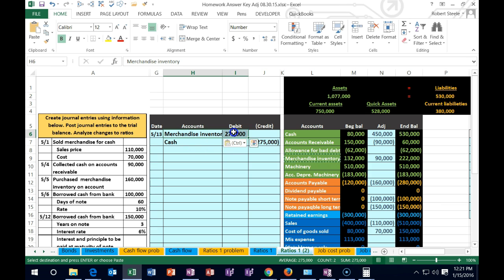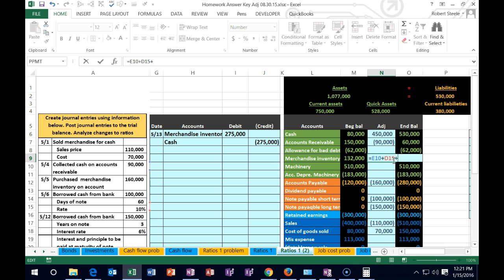So here's our merchandise, and here's our merchandise. We're going to post that here. Something's in there. Therefore, I'm going to double click on that, go to the end of it, say plus, point to that 275, and enter. So notice what happens. Our current assets went up. However, our quick assets did not. So it's not part of our quick assets. It is part of our current assets.